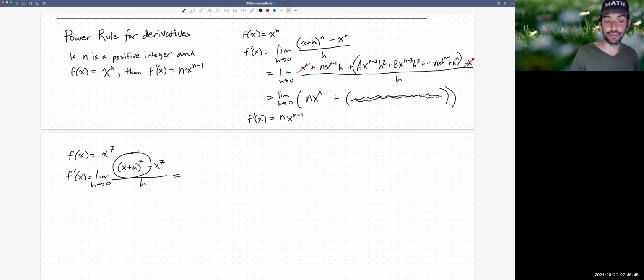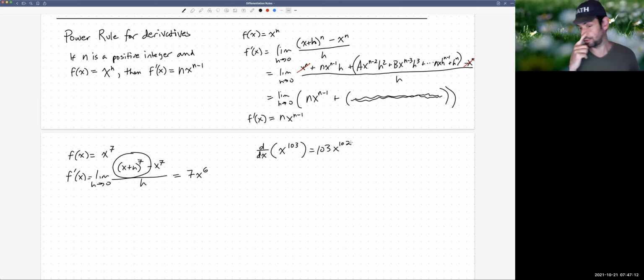I know exactly what's going to happen when I do this limit. The power is going to come down front as a constant, and the new exponent is going to be one less, 7x to the 6th, right? So this is pretty fantastic, right? So it doesn't matter how big this exponent gets. If it's a positive integer like x to the 103rd, we get 103 x to the 102, right? And we would not have to spend our time expanding this x plus h to the 103rd power, which would be an immense time commitment to pull out.